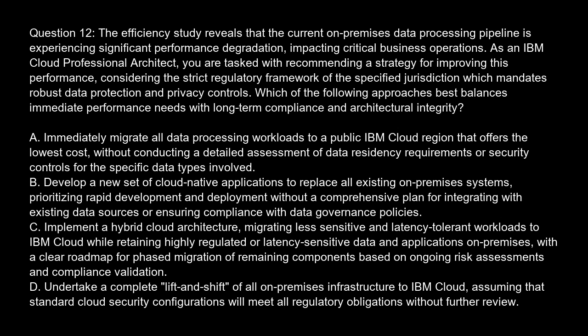Option C. Implement a hybrid cloud architecture, migrating less sensitive and latency-tolerant workloads to IBM Cloud, while retaining highly regulated or latency-sensitive data and applications on-premises, with a clear roadmap for phased migration of remaining components based on ongoing risk assessments and compliance validation. Option D. Undertake a complete lift-and-shift of all on-premises infrastructure to IBM Cloud, assuming that standard cloud security configurations will meet all regulatory obligations without further review.